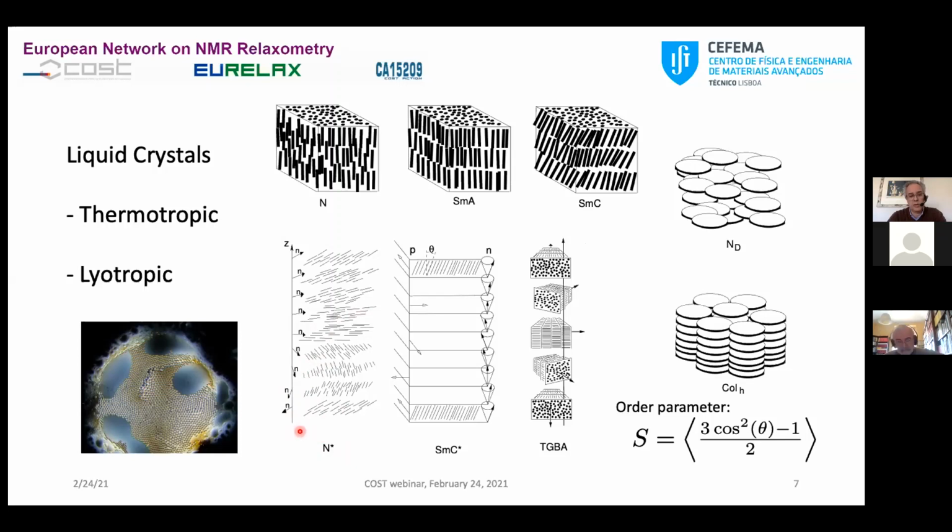And these molecules have alignment, but the alignment direction will just rotate along an axis. So there is a helix that is formed, and here if we have this small director n, if we go up on the z-axis, this direction will rotate. So this is a very interesting feature of this sample.